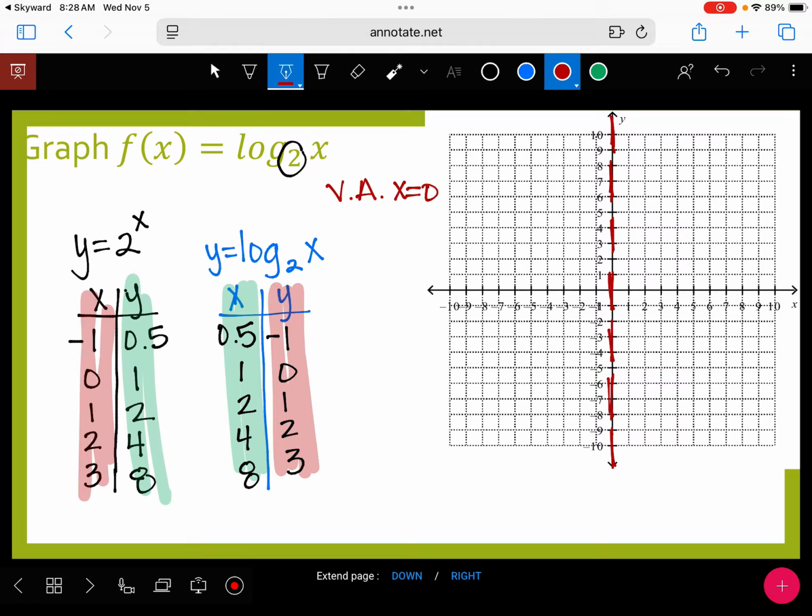So this is a vertical one, not a horizontal. So this graph is not going to cross through this wall. All right, and then after you draw that in, go ahead and plot your points. So I have a point at 1, 0. I have a point at 2, up 1. And I'm going to go to 4, up 2. And then 8, up 3.